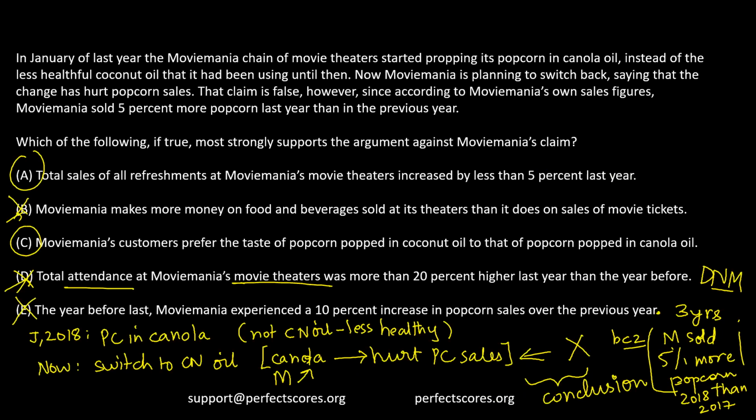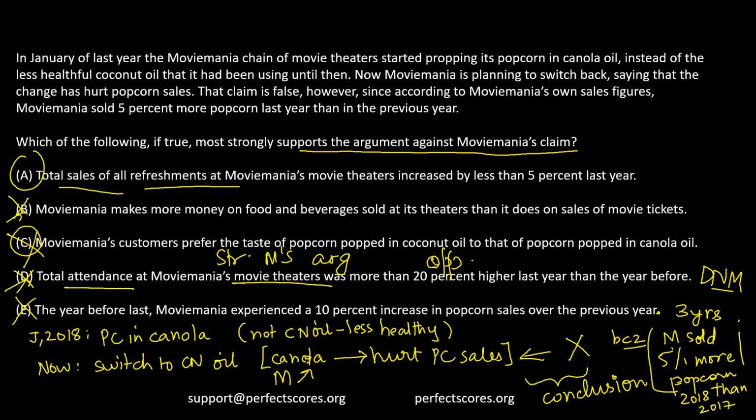So the question is, which strongly supports the argument against Movie Mania's claim? Now, what C is doing is saying Movie Mania's customers prefer popcorn in coconut oil to that of canola oil. This strengthens Movie Mania's argument. But what we want to strengthen is the argument against Movie Mania. So this is opposite to what we want. And that is why C is wrong.